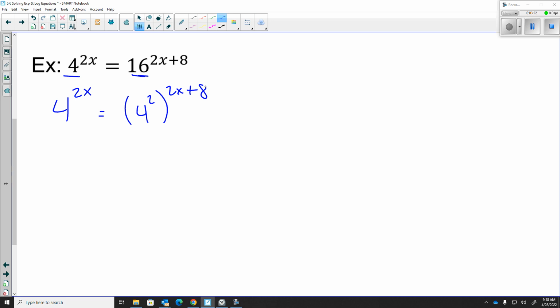All right, so I need to try to simplify this a little bit. This is a power raised to another power. When you have a power raised to a power, what do you do with them? You multiply them. Remember, those are those exponent rules from like a month ago. Those aren't going away. So power to a power means multiply. So over here, we'll do this real quick. I got to do 2 times 2x plus 8. That means I got to distribute.